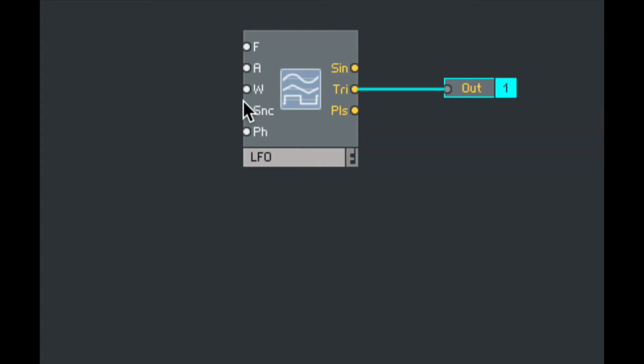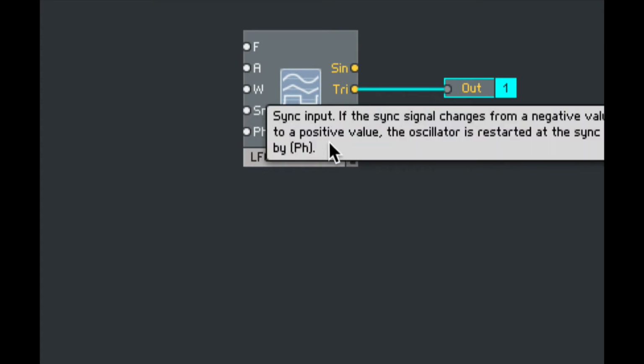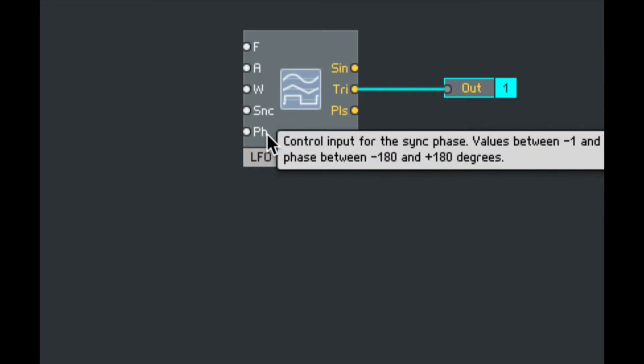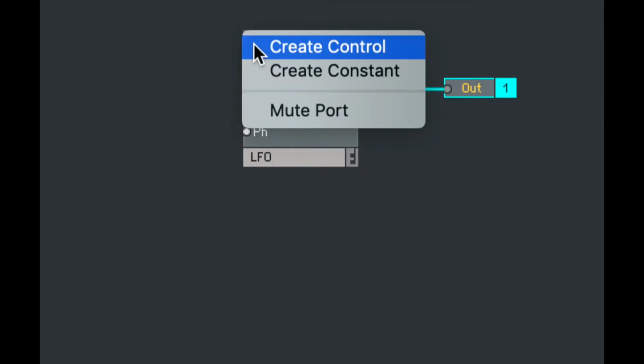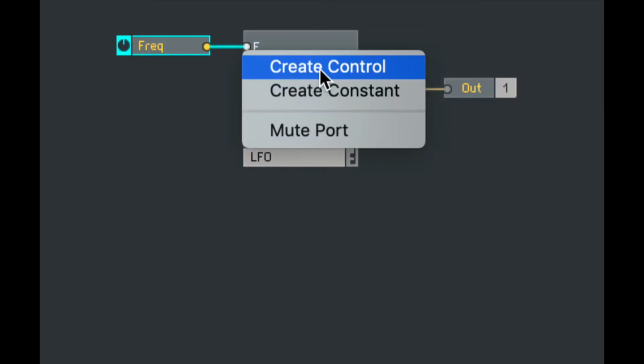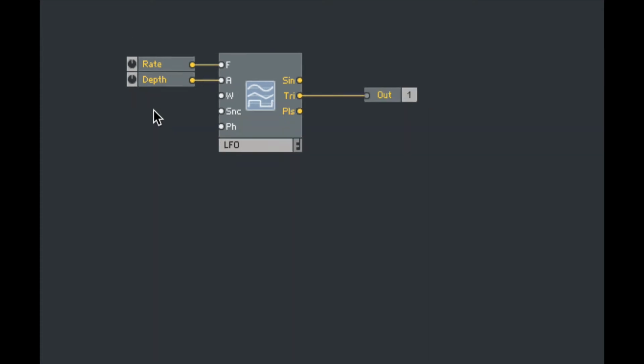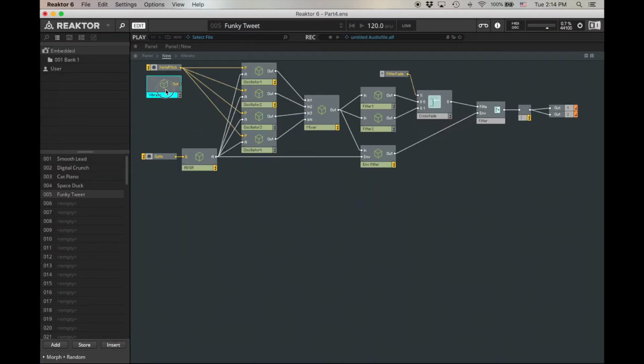This sync receives a trigger. When it receives that trigger, it starts the LFO over. That could be useful. And then we have a phase here. Let's focus first on creating controls for the frequency and the amplitude, but I'd like to rename these rate and depth. Now, both of these are correct, but since it's an LFO, renaming it to rate can help us to understand that this is not an audio signal, it's a sub-audio signal. For now, let's leave that there and go back to the ensemble level.